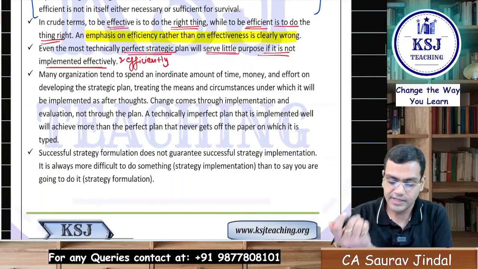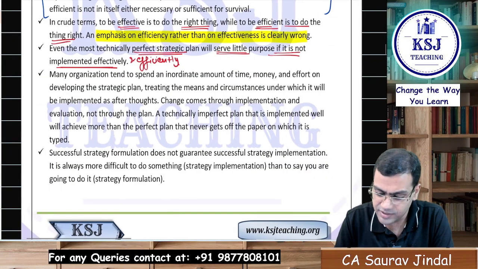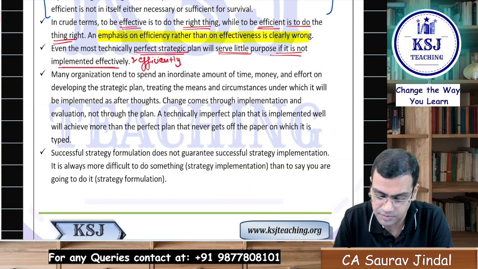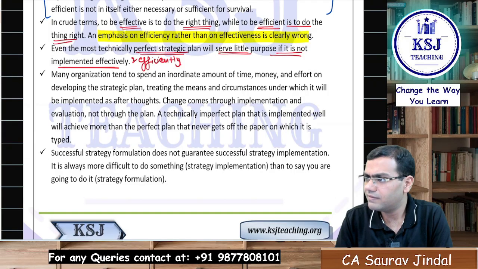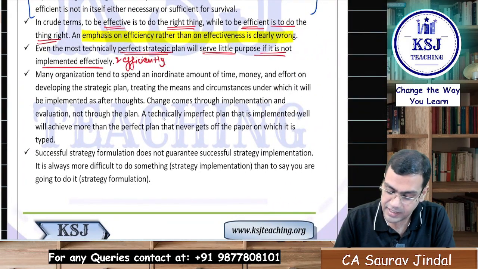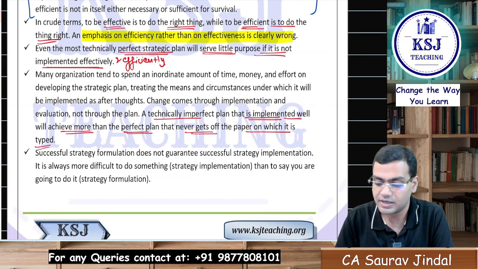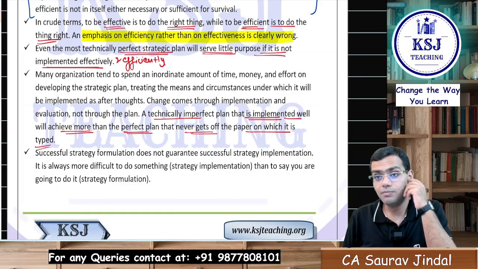So many organizations tend to spend an inordinate amount of time and effort on developing the strategic plan, while treating the means and circumstances under which it will be implemented as an afterthought. Just read it once, not really relevant, right? A technically imperfect plan that is implemented well will achieve more than the perfect plan that never goes off the paper on which it is written. So the implementation is really important, right?